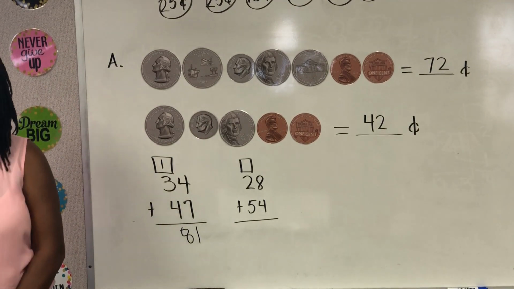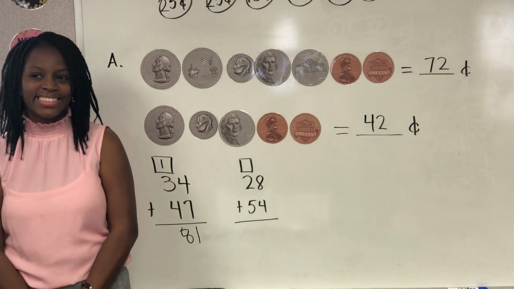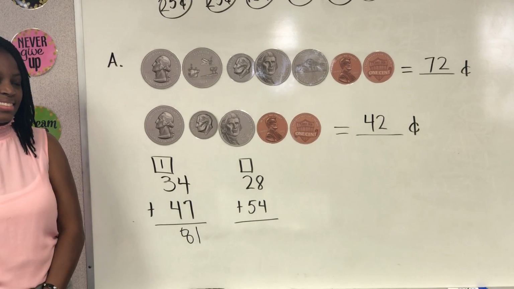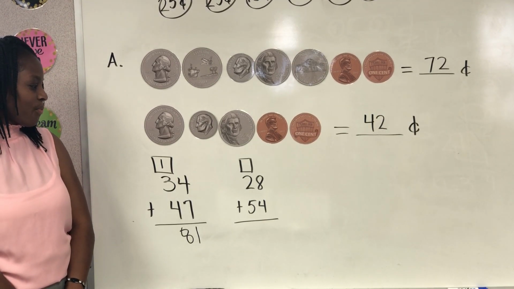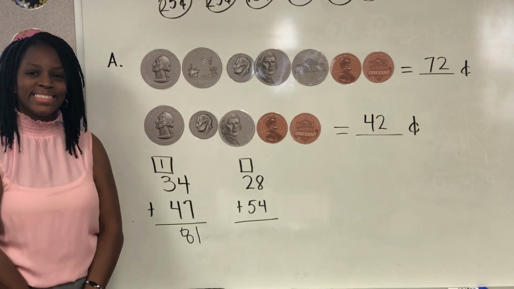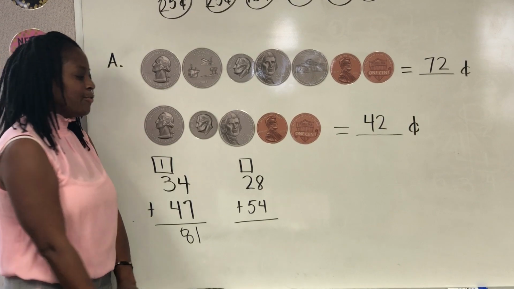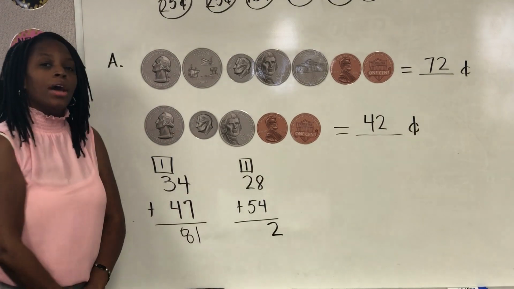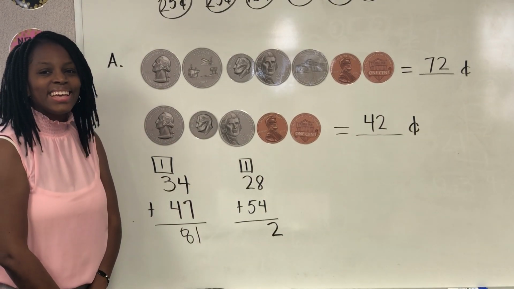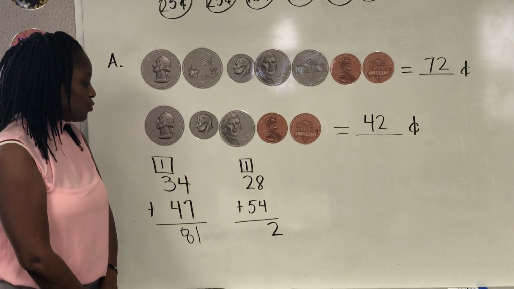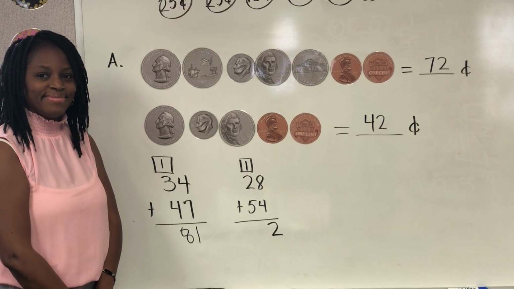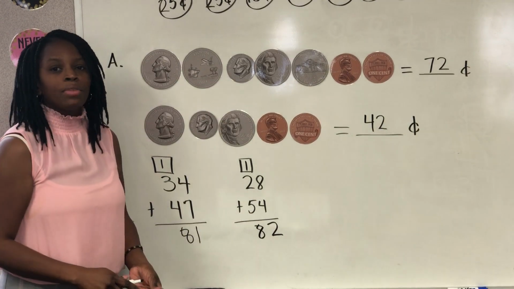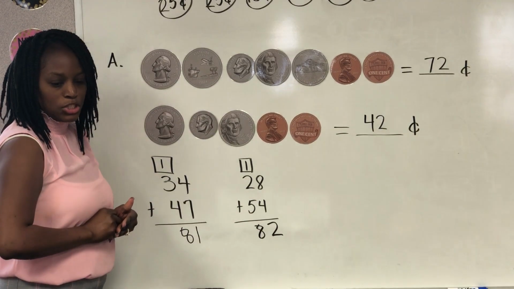28 plus 54. All right, boys and girls, what's 8 plus 4? 8 plus 4 is 12. You put the 2 in the ones place, you carry the 1. What's 1 plus 2? Yes, 1 plus 2 equals 3. And what's 3 plus 5? Yes, 3 plus 5 equals 8. So therefore, 28 plus 54 equals 82.